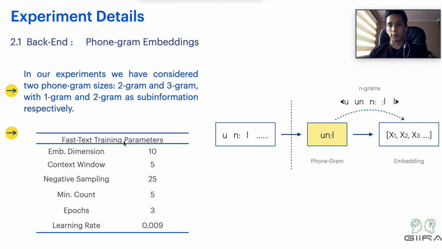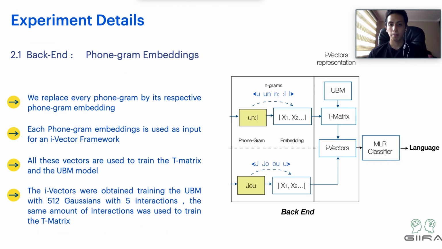Then we have used the following parameters to train FastText, which are the optimal parameters for our system. Once we have obtained the phonogram representations, we replace each phonogram by its corresponding embedding. So here we have a set of embeddings representing each phonogram.